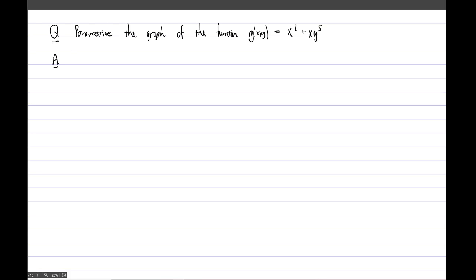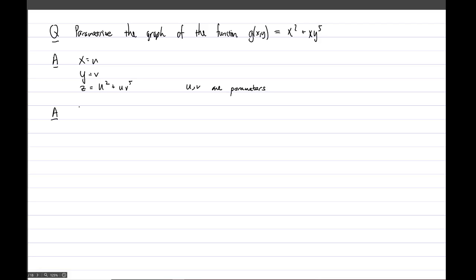Now, one answer to this question could just be x equals u, y is equal to v, and so then z is equal to u squared plus u times v to the fifth. Here, u and v are the parameters, or the parametric variables.